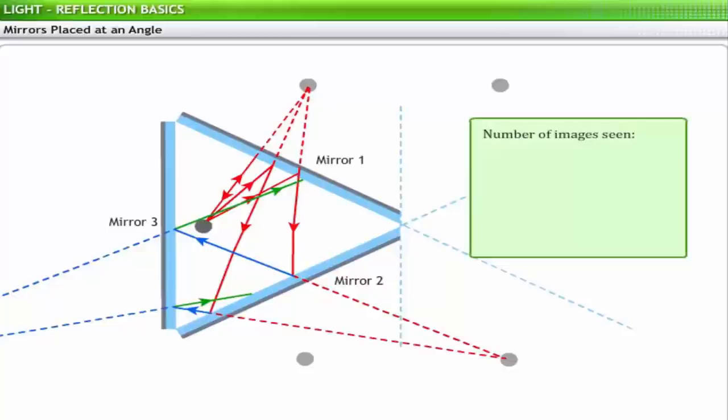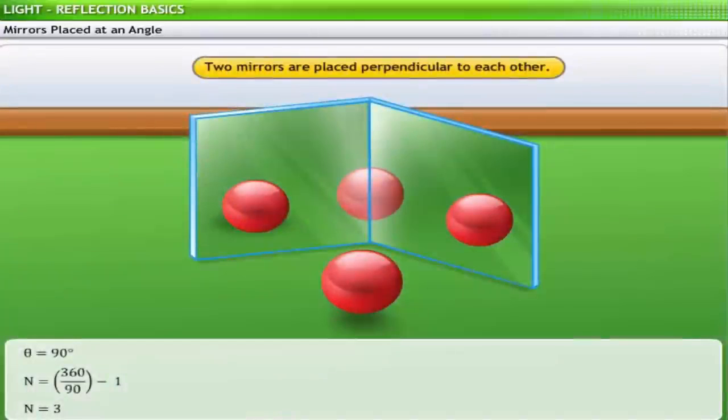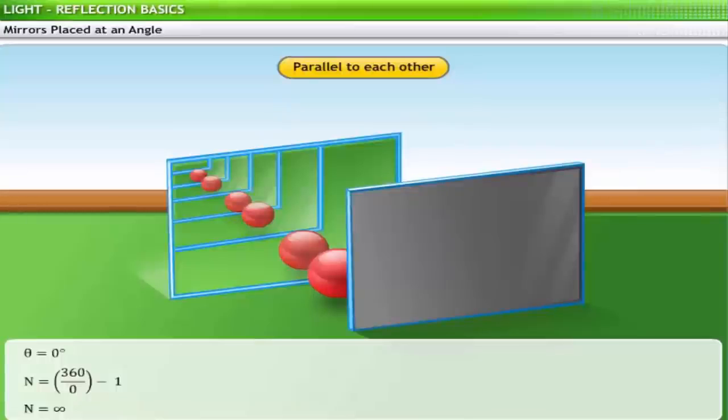The number of images seen in such an arrangement can be calculated using the formula n is equal to 360 divided by theta, minus 1. Based on this formula, if the angle between the mirrors, theta, is 90 degrees, then the number of images formed is 3. Experimenting further, if 2 parallel mirrors are placed with their reflecting surfaces facing each other, the mirrors form an infinite number of images between them. This is because the angle between the mirrors placed in this manner is 0.